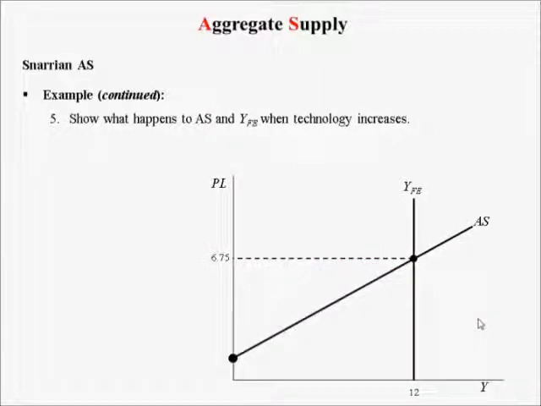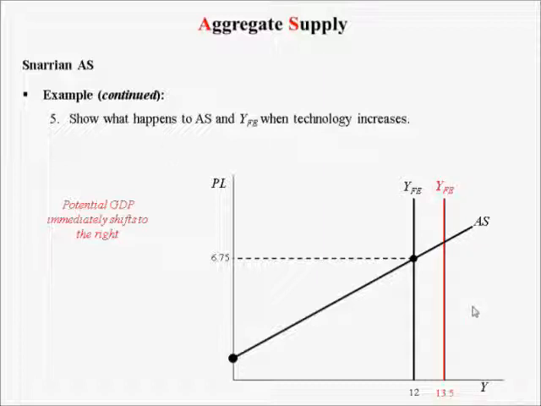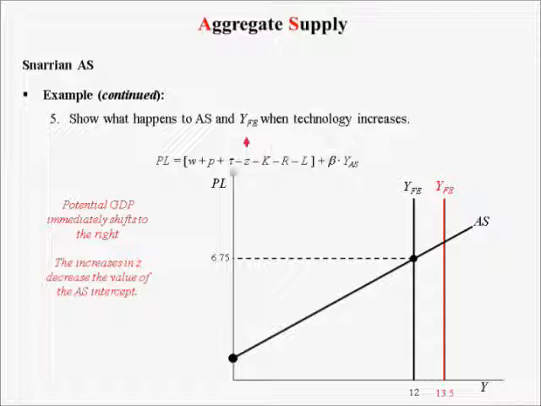Okay, show what happens to aggregate supply and full employment output when technology increases. Okay, now remember, technology enters both the aggregate supply curve and the full employment output curve, right? The output curve gives us full employment output. So technology will shift both of them, right? So full employment output immediately moves to the right. What does aggregate supply do? Well, technology goes up, which means the aggregate supply curve shifts down.